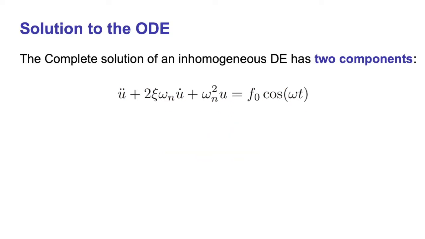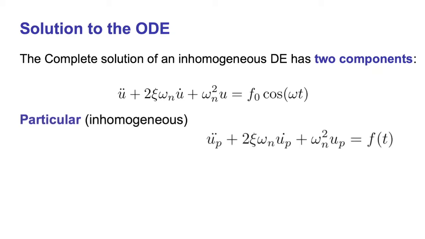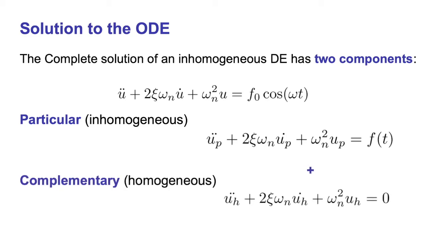The complete solution of this inhomogeneous second-order differential equation has two components. A particular component that defines the solution to this inhomogeneous ODE, and a complementary component that comes from the solution to this homogeneous equation. You should remember that this second equation was solved in a previous video.